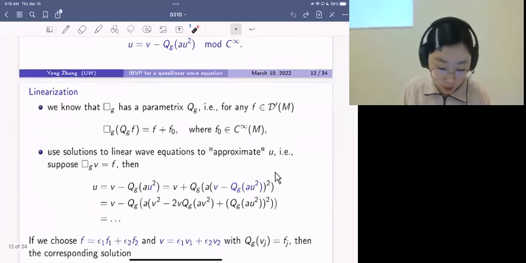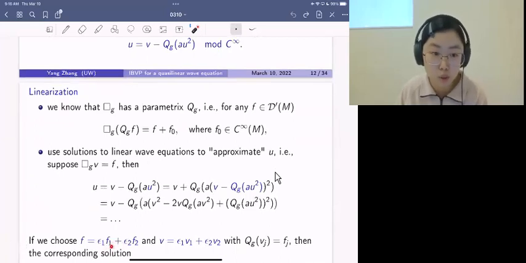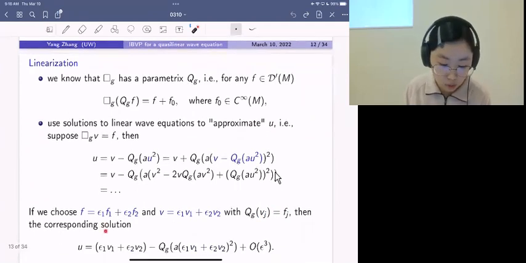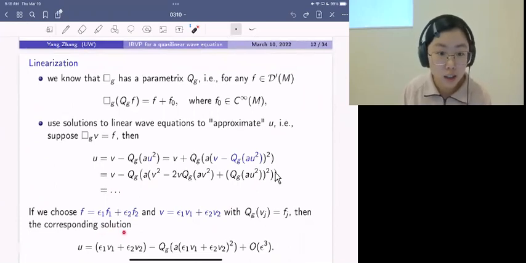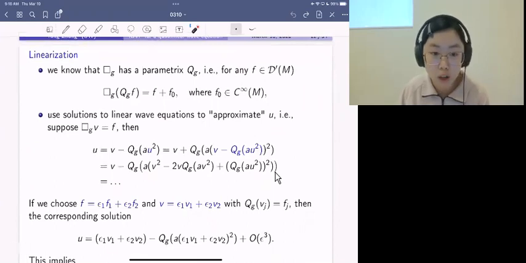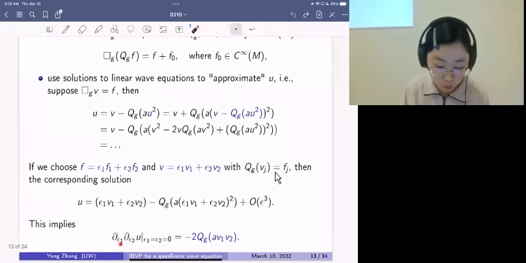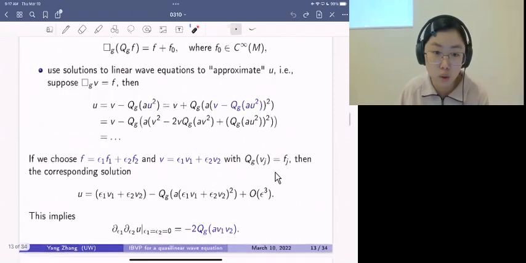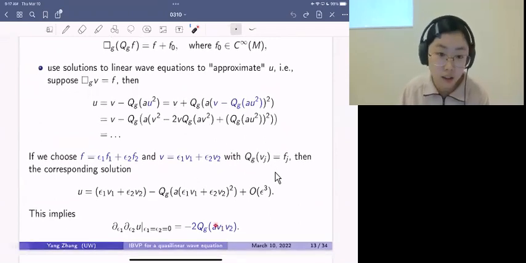If we choose the source f depending on some small parameters, epsilon 1, epsilon 2, and we choose v_j as the solution to the linear problem for the source f_j, then the corresponding solution for the nonlinear equation has this asymptotic expansion, so it also depends on epsilon 1 and epsilon 2. If we differentiate with respect to these small parameters and set them equal to 0, then we will get minus 2 Q_j applied to v1 v2. So this is very helpful because we know the solutions to the linear problem and we can analyze them.